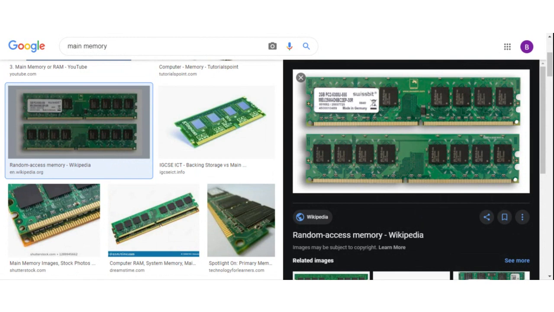Another characteristic of the secondary storage is that data is permanently stored. Even if the power goes off, there is no way we can lose this information. And lastly, there are also the backup memories.